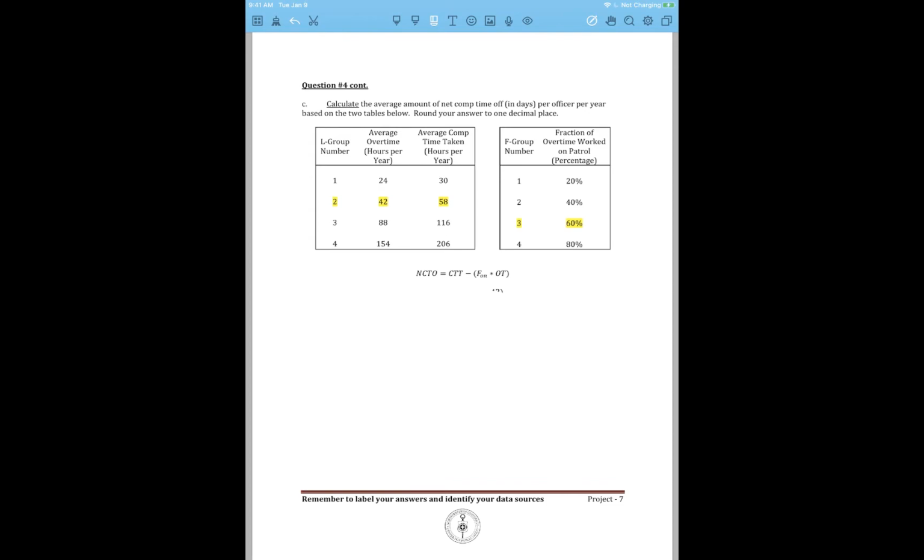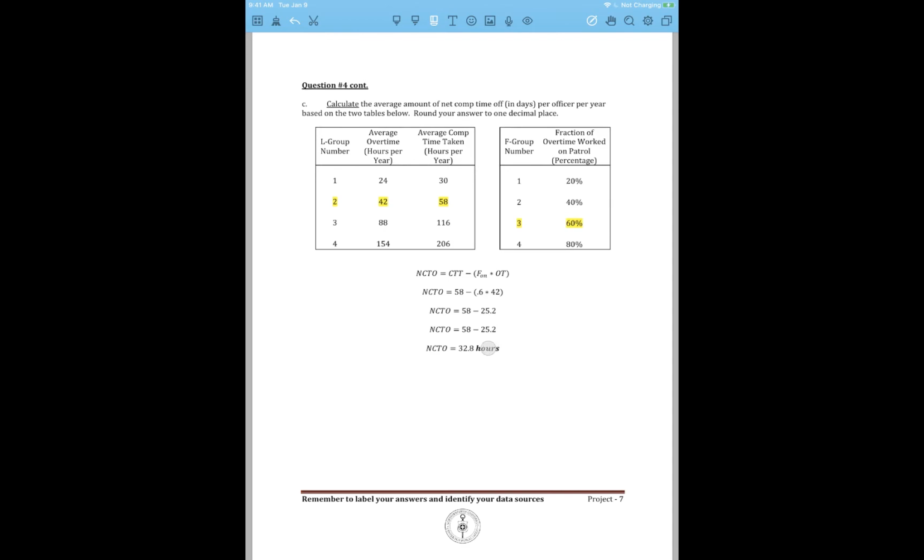So you're simply plugging in numbers, and again, do what's in the parentheses first. NCTO equals 58 minus, again in the parentheses, 0.6, which is 60%, times 42, which is the overtime. So I'm literally just plugging in my numbers, do what's in the parentheses first, and then do the subtraction. So 0.6 times 42 is 25.2. 58 minus 25.2, I come up with 32.8.